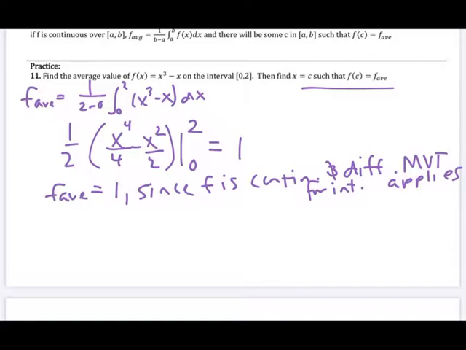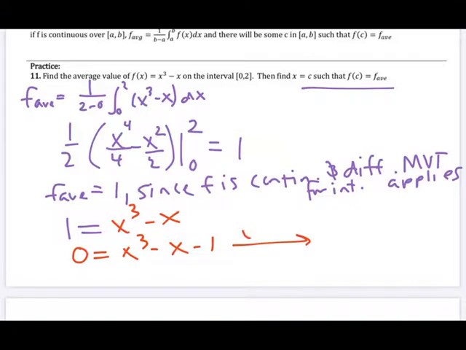So what we're going to do is say that the average, which is 1, is going to equal the function at some point, x cubed minus x. And for time's sake, you can plug this in on your calculator to solve, and you're going to get that x, which is the c value we're looking for, is 1.325.